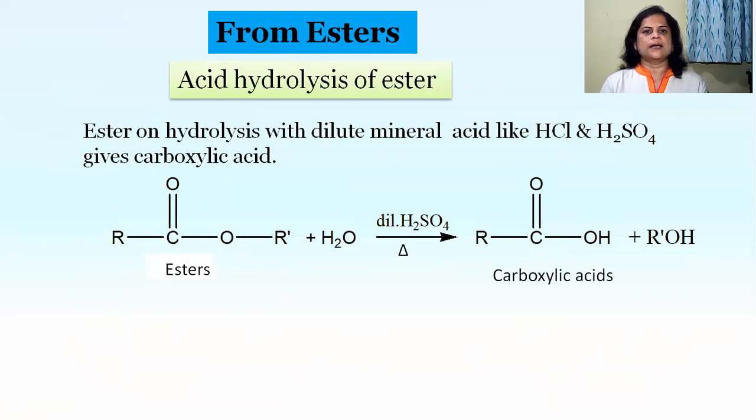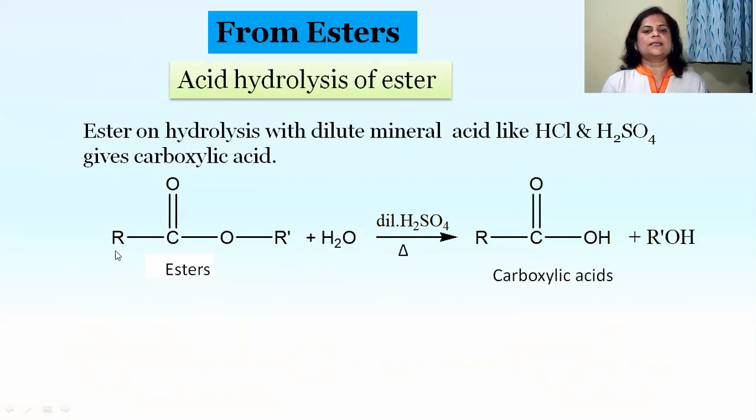From esters: acid hydrolysis of ester. Now see, in all these methods, what are you using? The reactant is nitriles, acyl chlorides, anhydrides or esters. You are using the same process, that is hydrolysis in the presence of acid. It is very easy to remember these reactions, as the method for the preparation of acids is mainly hydrolysis. We are changing only the reactant.